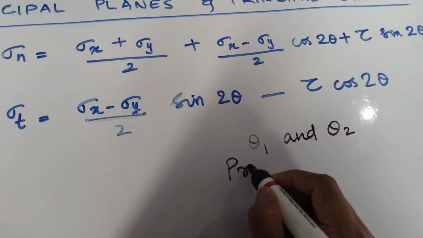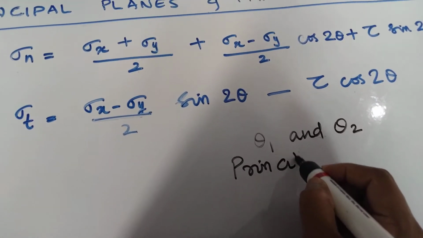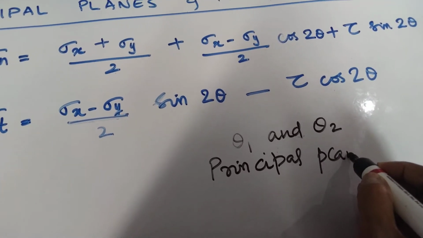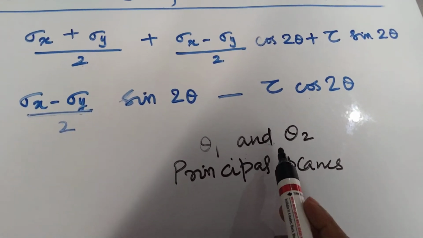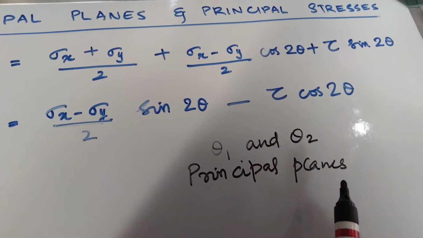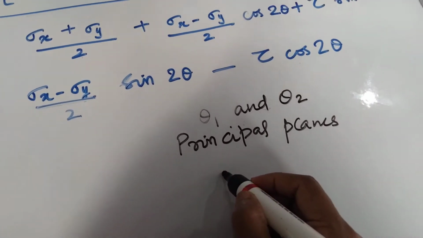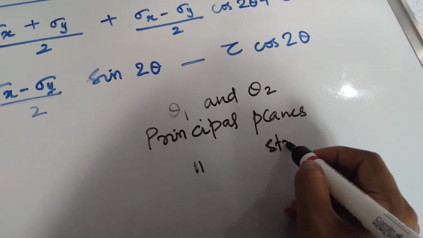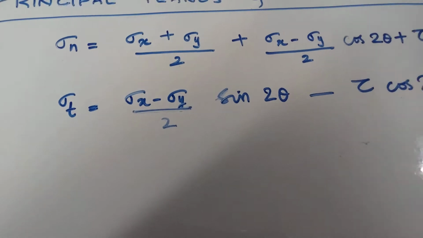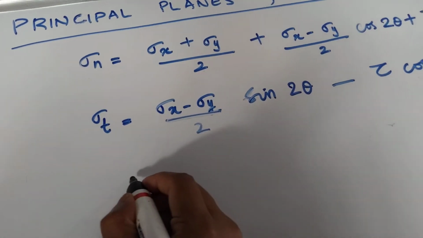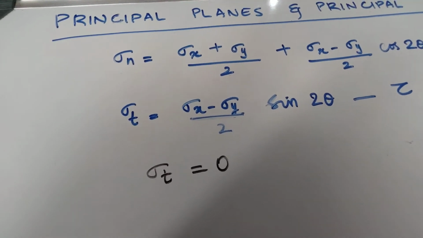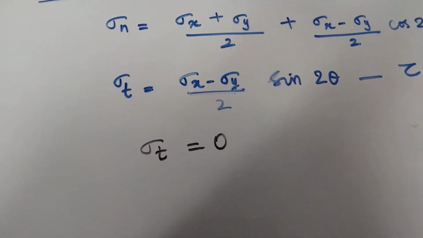These planes are called principal planes, which do not have shear stress acting. There will be only normal stress, and the normal stresses acting on these principal planes are referred to as principal stresses. So in a principal plane, sigma t will be equal to 0.